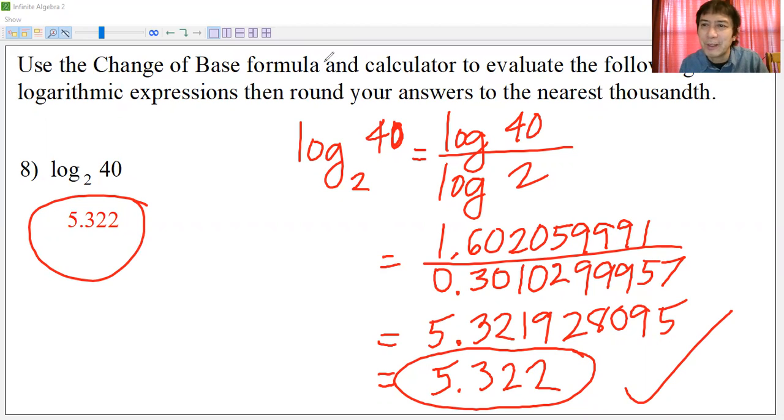I hope you were able to learn how to use the change of base formula, and this will be useful in evaluating logarithmic expressions of which you cannot relate the argument with the base. That means you cannot relate the 40 and the 2 using the powers of 2, and you can only resort to using a calculator and the change of base formula. So I hope you were able to learn how to use the change of base formula in your scientific calculator.